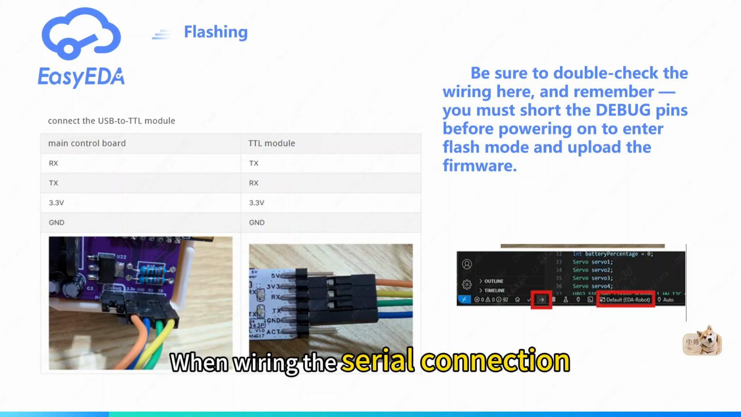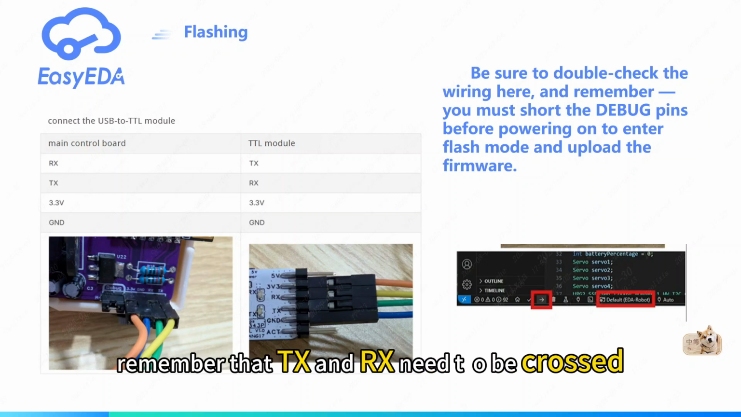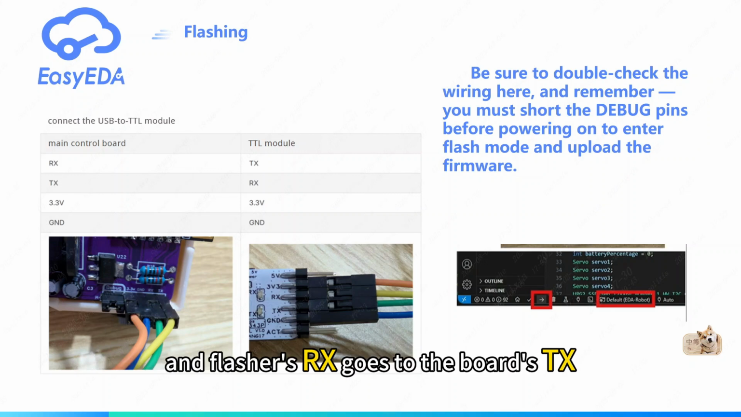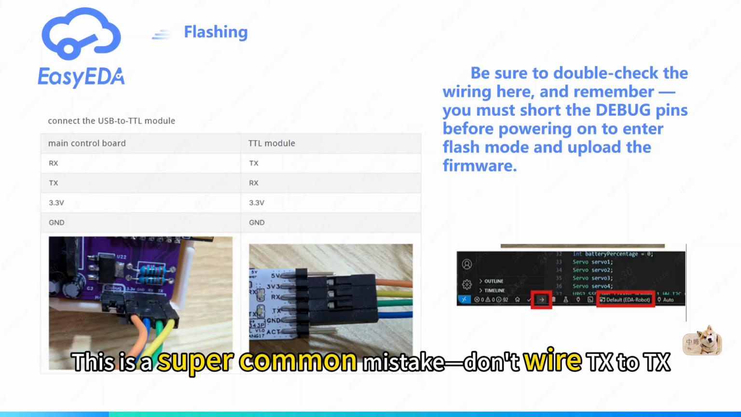When wiring the serial connection, remember that TX and RX need to be crossed. So flasher TX goes to your board RX, and flasher RX goes to your board TX. This is a super common mistake, don't wire TX to TX.